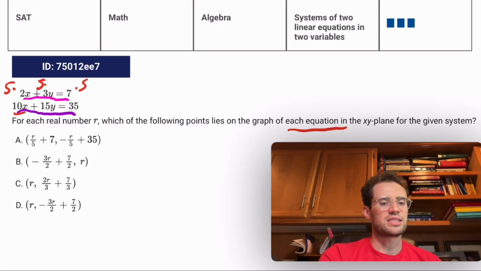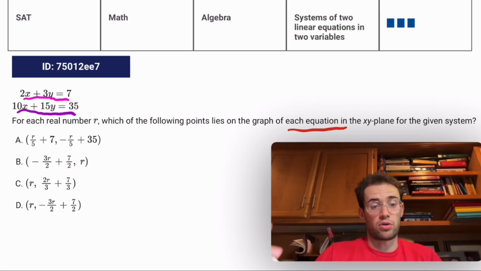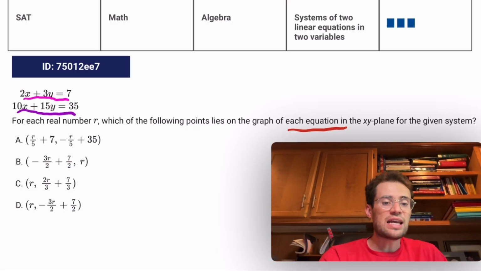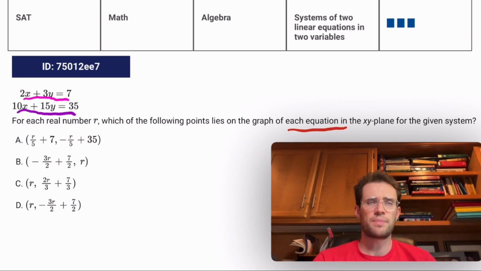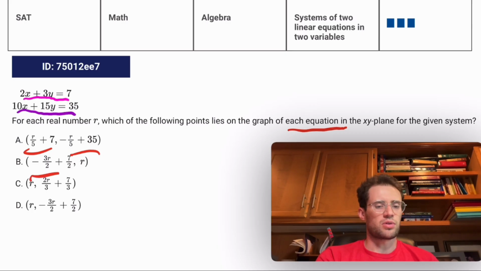5 times 2x is 10x. 5 times 3y is 15y. 7 times 5 is 35. Right, so these are going to look the exact same. If you graph these both on Desmos, they will just be the same line graphed twice on top of each other. So this has infinitely many solutions, but they're not asking how many solutions it has. That would probably be in the medium section. Instead, what they're asking is which of these options, so we've got all these things with forms of r and the x and the y value.